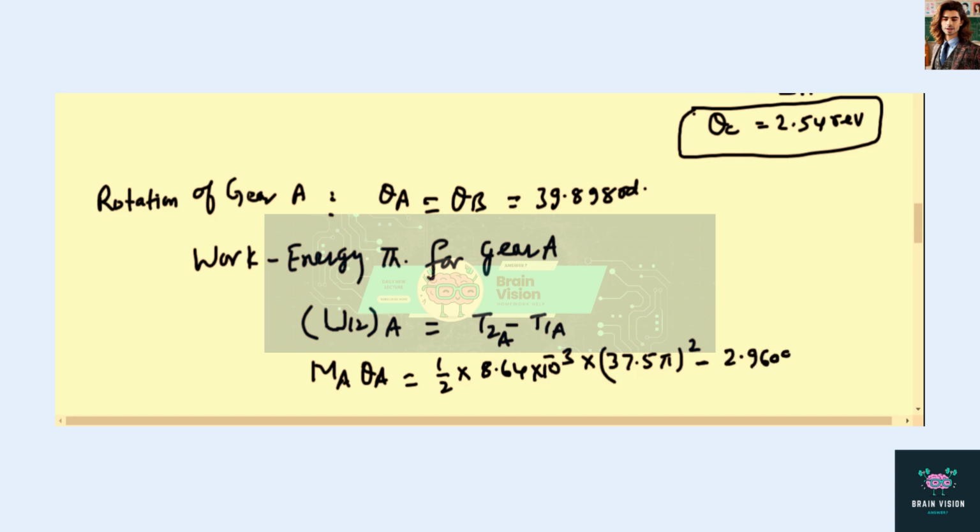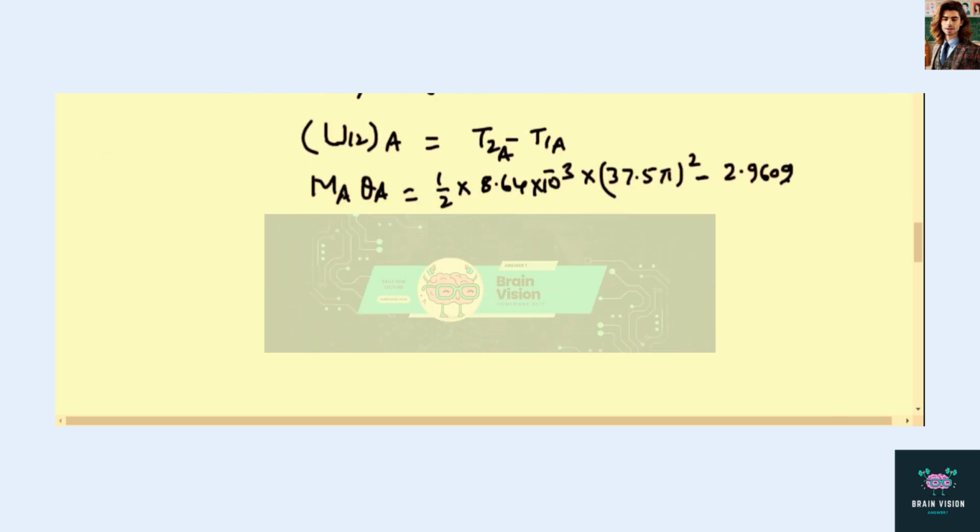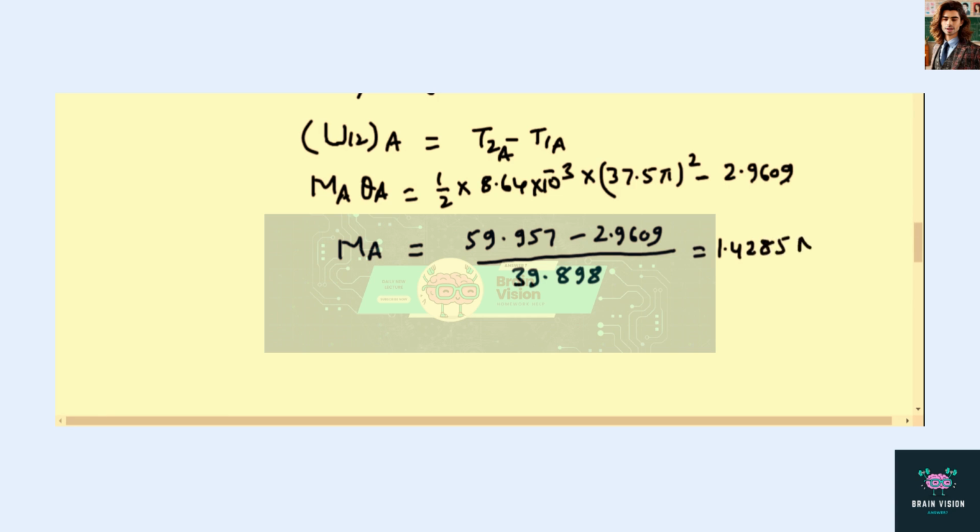So from here you will get M A is equal to 59.957 minus the initial energy, upon theta A. Theta A is given 39.898, so it would be 1.4285 Newton meter, and this will be the tangential force into the radius of A. So the tangential force acting on the gear will be, radius is given 80 millimeter, that is 0.08 meter, so it will be 17.86 Newton. That is the answer for this problem.